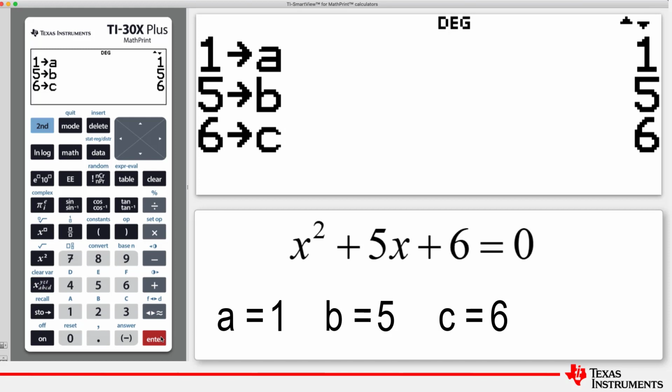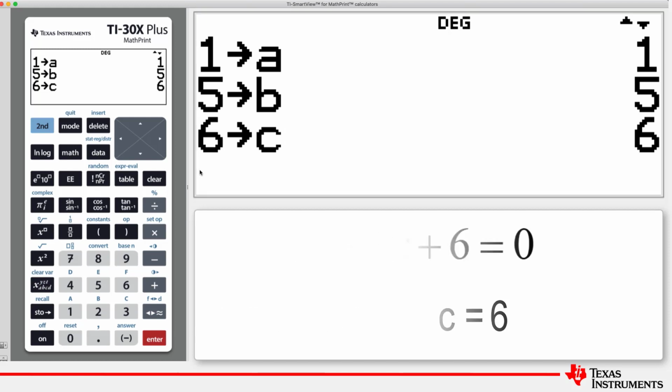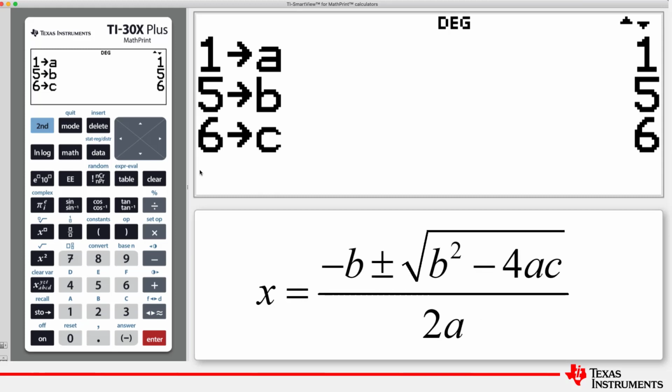Now we're ready to solve our quadratic equation. So make sure you recall the quadratic formula shown below. Type in this formula to find the first root.